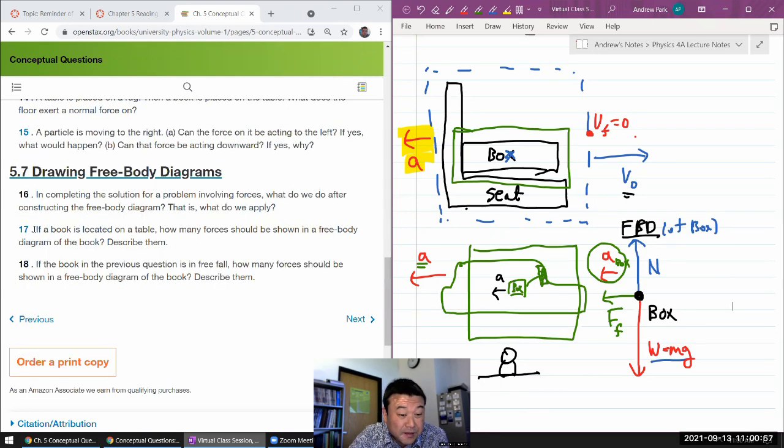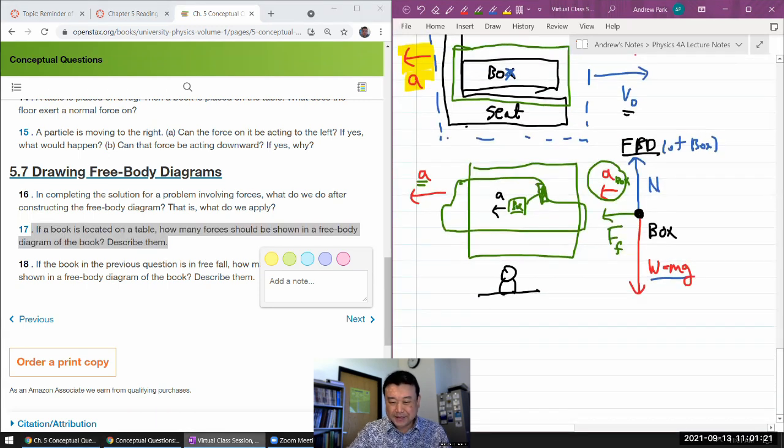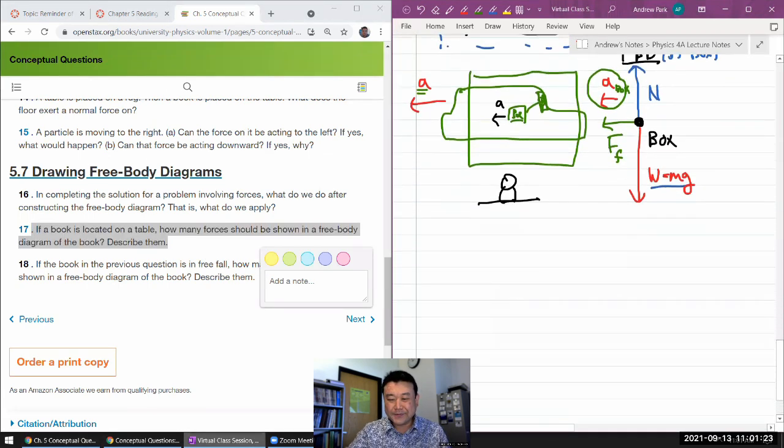So let me draw this one, mainly because it's a question I like to ask in my physics 10 class, and there are a surprising number of forces. So the question talks about the free body diagram of the book, which is fine, but let me draw the free body diagram of the table and Earth as well. It's one of those questions where there's surprisingly a lot involved.